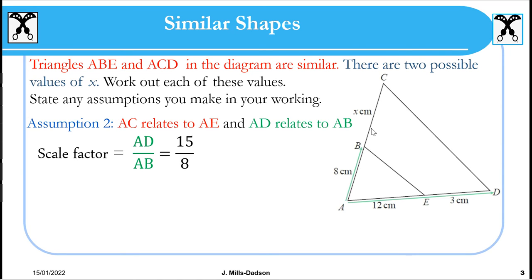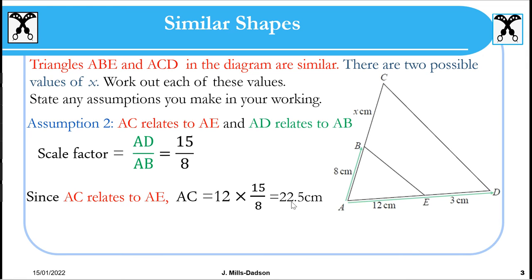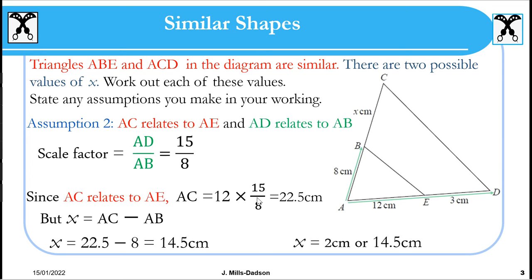And if you want to work out x as usual, we need to work out AC. But AC relates to AE, so we multiply AE by our scale factor. We'll have 22.5. So if AC is 22.5, we take 8 from it, and that gives us 14.5. So our two answers are 2 cm and 14.5 cm. So this is how we answer such a question.